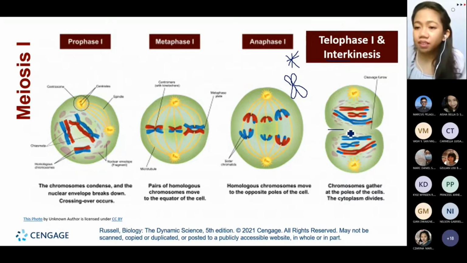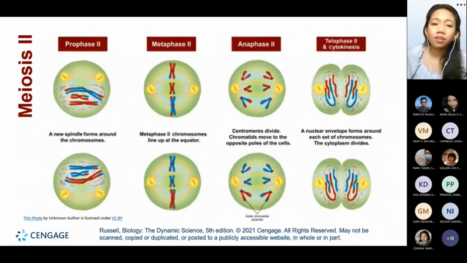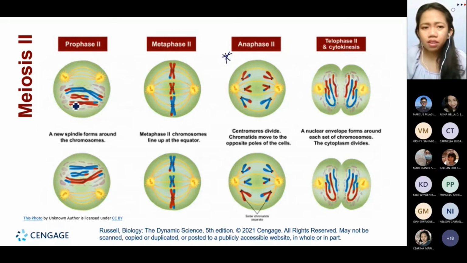So, pagdating ng telophase and interkinesis, there is still full chromosomes. Dito, hindi pa naghihiwalay yung sister chromatids. Okay. So, the sister chromatids will separate pagdating ng anaphase 2. But for the other processes, it actually happens in a similar manner.